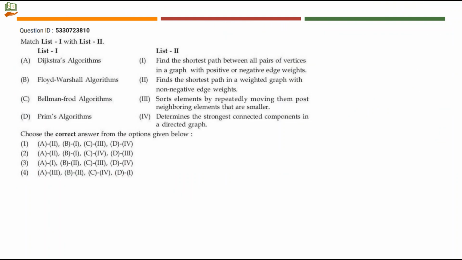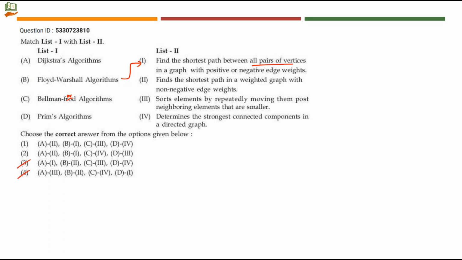Next question, match list 1 with list 2. So let's start with list 2. Find the shortest path between all pairs of vertices in a graph with positive or negative edge weights. We know the Floyd-Warshall algorithm is known as the all pair shortest path algorithm. Keeping this as the clue, we can map B to 1. B1 is available in 2 options, so we can rule out 3 and 4.